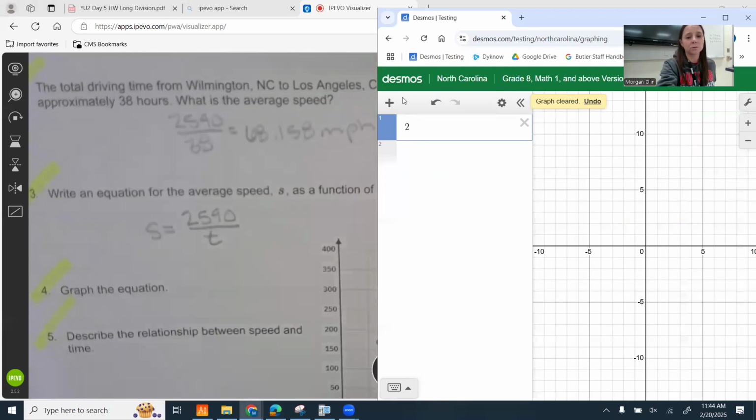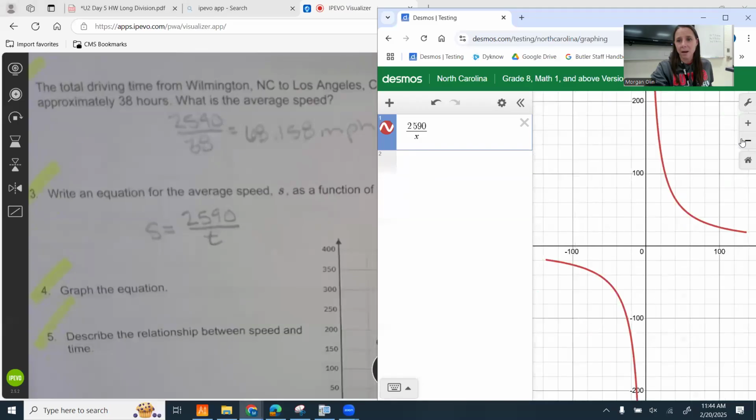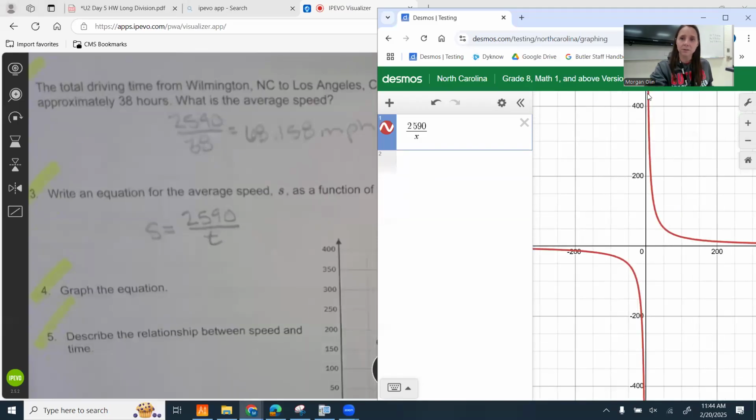So I'm going to do 2590 divided by x. I'm going to put x in here. Now, obviously, I don't see anything. I can zoom out, and I do start to see something. Do you see this right here? We really only want to pay attention to the positive. We don't want to deal with the negative because our t, we're not going to have negative hours. So at 13.6 hours, it's going to be 190 miles per hour. Do you think we're really going to go that fast?